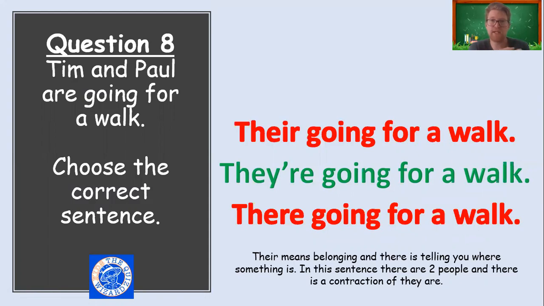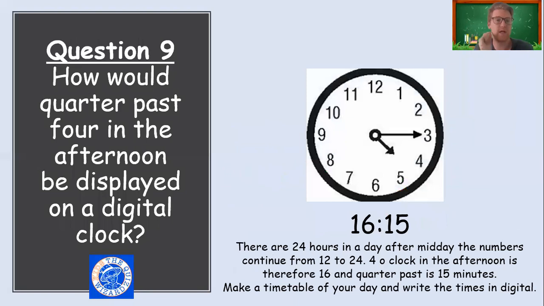Two people are walking in this sentence, Tim and Paul. So they are is a contraction of they are. So you take the A out of are to make it look like this, the one in green. They are going for a walk. Common mistake. Question 9, how would 4:15 in the afternoon be displayed on a digital clock?